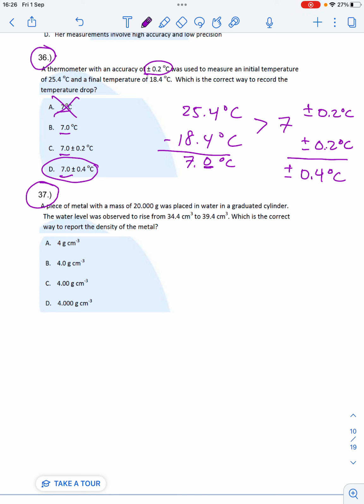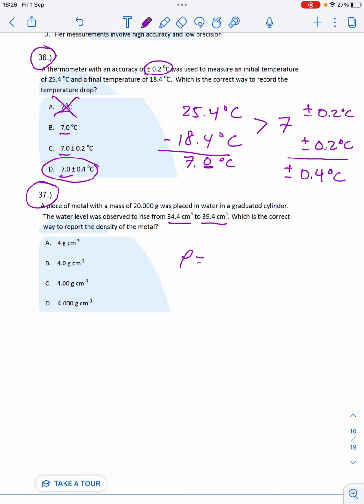37, a piece of metal with a mass of 20.000 grams was placed in water in a graduated cylinder, and the water level was observed to rise from 34.4 centimeters cubed to 39.4 centimeters cubed. What's the correct way to report the density?